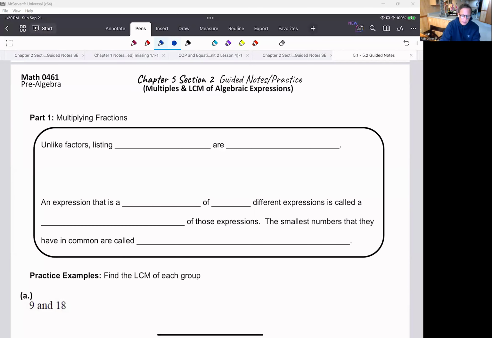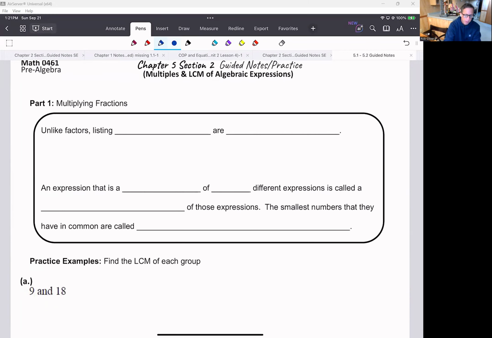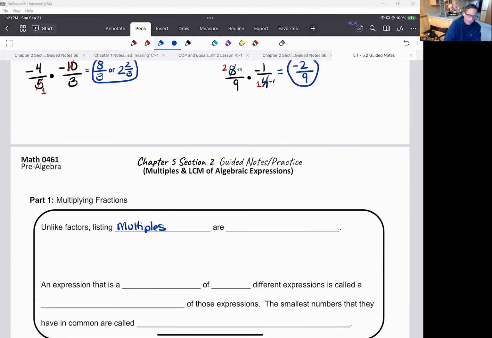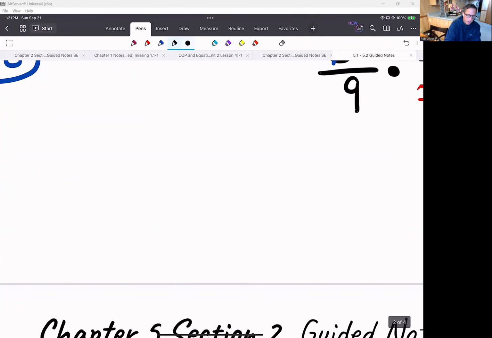Okay, chapter 5, section 2 is about multiples and LCM, least common multiple of algebraic expressions. So unlike factors, listing multiples, okay? Because if I were to list the factors of a number, like let's say I list the factors of 24.